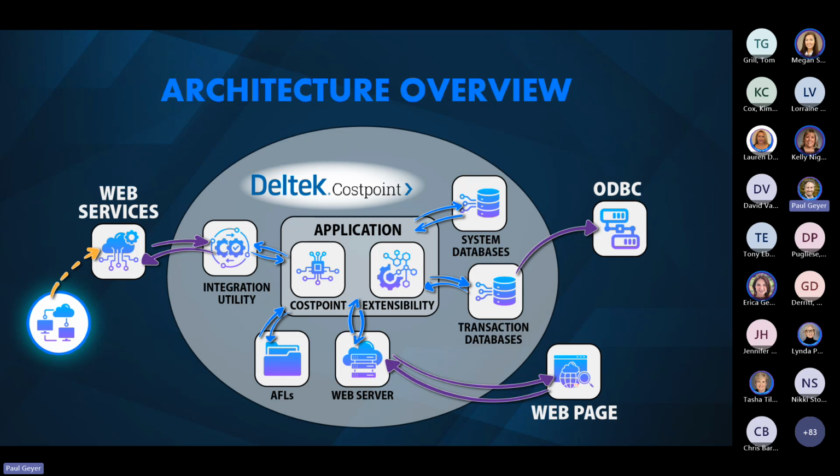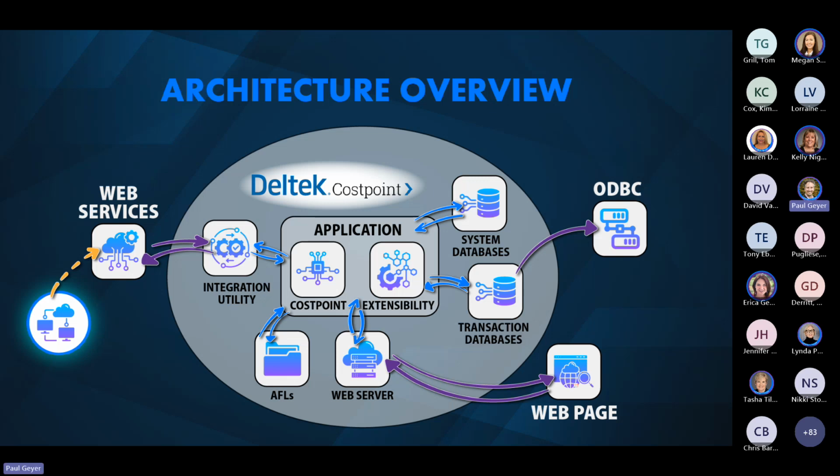On the left side, we see web services. Web services, if you're not familiar, are like web pages for computers to read. They still use the HTTP, most of the fundamentals that we're used to in the web pages, but instead of HTML, they use XML or JSON, just a different language, a different vocabulary. These are very powerful utilities in Costpoint called the integration utility, and it actually allows us to expose every screen and action in Costpoint as a web service.